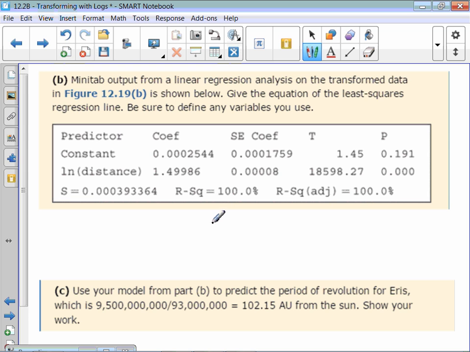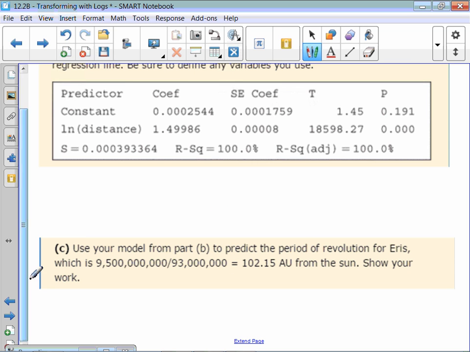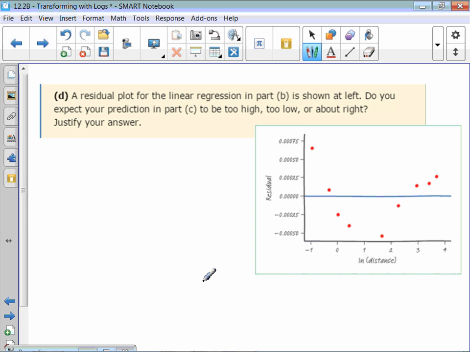And then you would give your equation, which we just did, and then you would use your predictions and plug in 102.15 to get an output, just like we did before. So I do want to look at this. This is new, so pay attention to this.